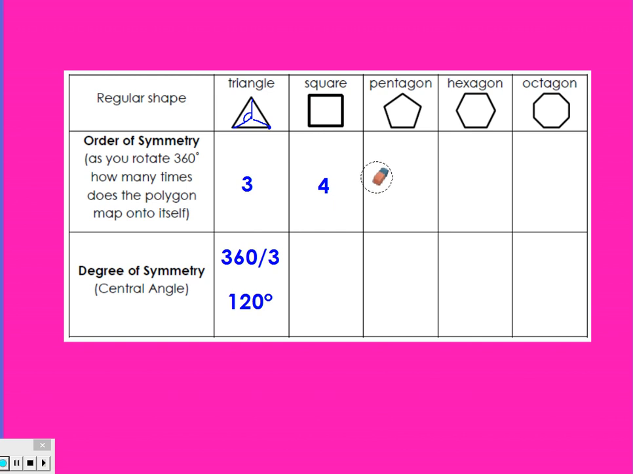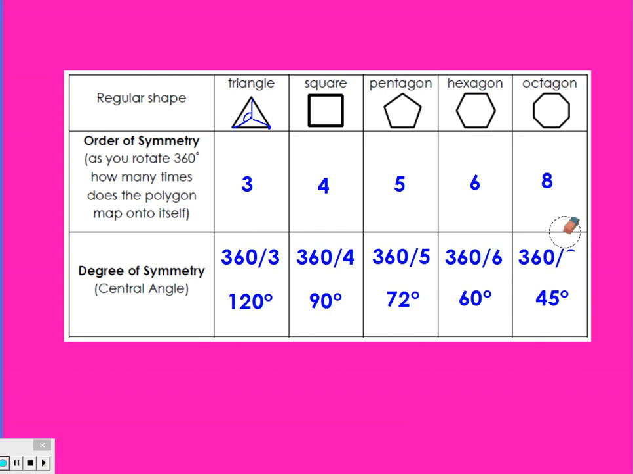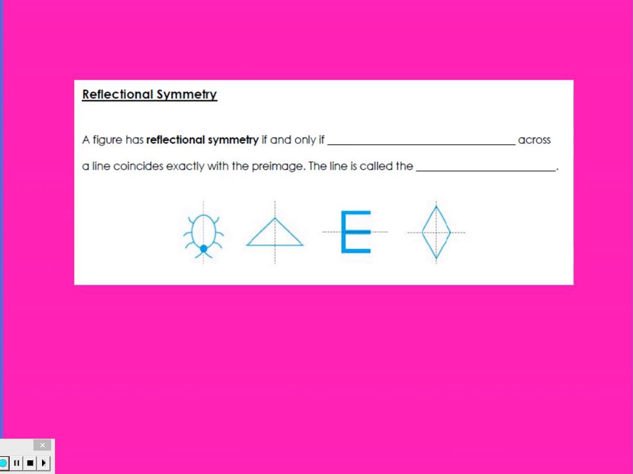See if what we got matches up. All right, any questions on how we find the order of symmetry or the degree of symmetry? Okay, great. So now we want to look at reflectional symmetry.